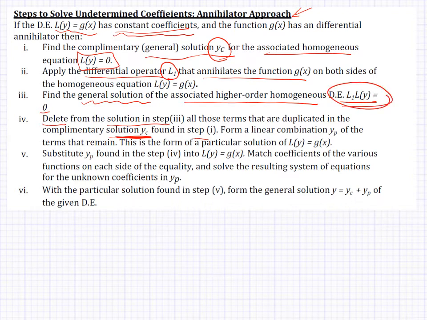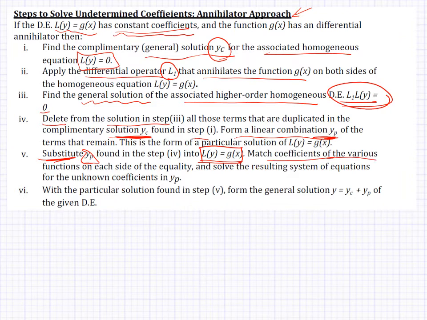What's left will essentially form a linear combination to tell us what y sub p should look like. Once we do that, the next thing is to actually find what y sub p should equal. So we say, well, if it's a particular solution, it should be able to satisfy the differential equation. So let's substitute it into the original differential equation.